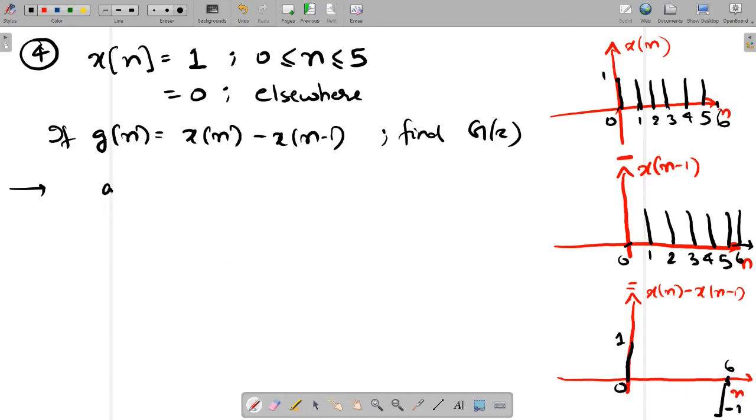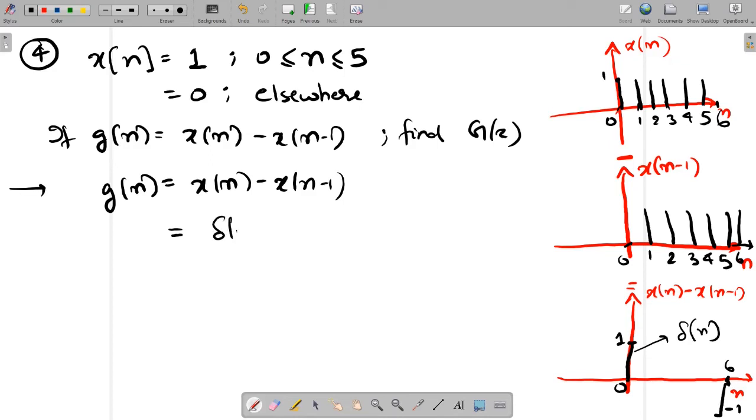So, g of n is given as x of n minus x of n minus 1. What have we found out g of n as? It is an impulse at 0 and an impulse at 6, but it is transformed across your x-axis. So, how does this transformation across the x-axis happen? When you multiply your impulse by minus 1. So, this is your delta n, right? Impulse at 0. So, delta n plus, what is this sample? This is a shifted impulse, delta n minus 6, right?